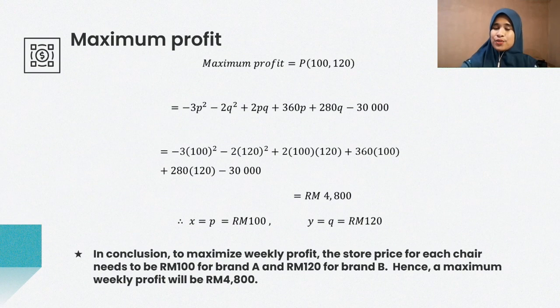Lastly is to find the maximum profit. We substitute 100 with respect to P and 120 with respect to Q into the profit function, and we got 4,800 ringgit. In conclusion, to maximize weekly profit, the store price for each chair needs to be 100 ringgit for brand A and 120 ringgit for brand B. Hence, a maximum weekly profit will be 4,800 ringgit.